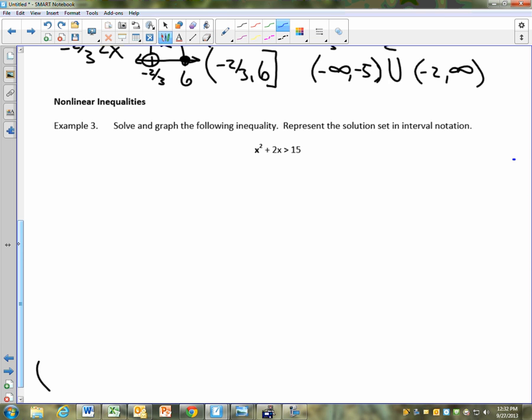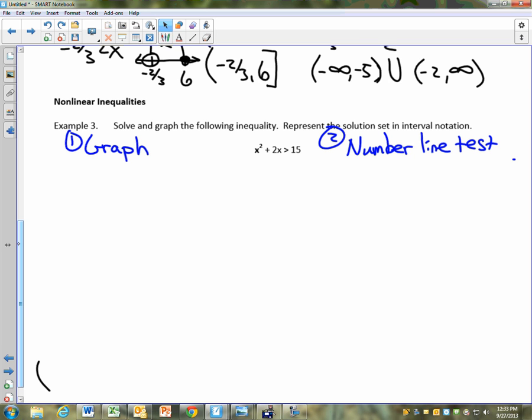So, again, we have two methods. Number one is graph. Number two is called a number line test. And that's what we're going to have to spend a while talking about, is a number line test. So I'm going to expose you to that idea now so it's fresh in your mind come Monday. So let's start off this problem by subtracting 15.